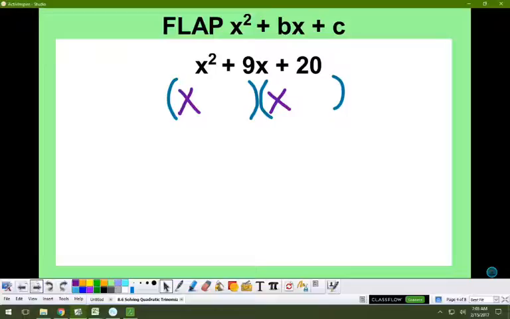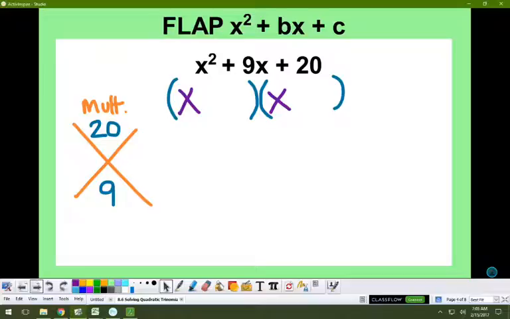Okay, to find out what's going to go in the other two sets of parentheses, we're going to draw a little x over here to the side. Okay, and we're going to look at that very last number of our trinomial, which is 20 in this case, and the middle term of our trinomial is 9. So we're looking at 20 and 9. And what I want to know is I need two numbers that multiply to get 20 and add to get 9.